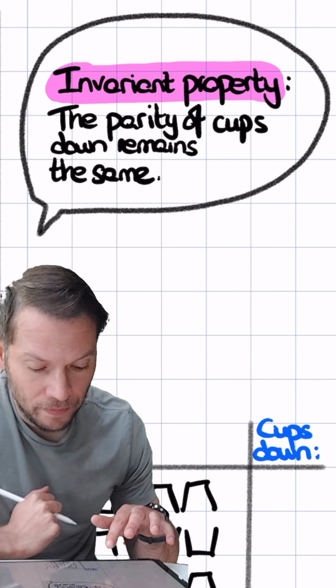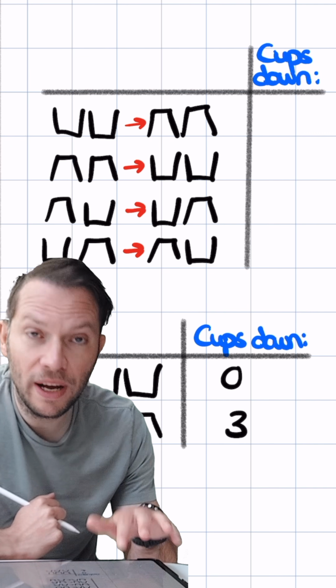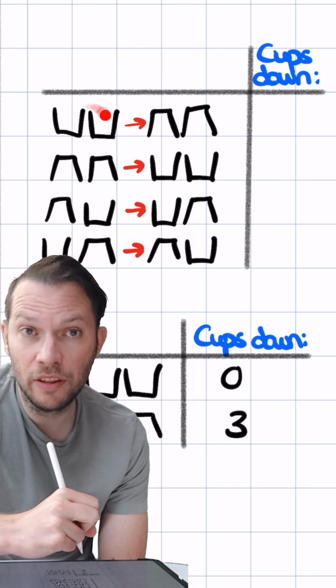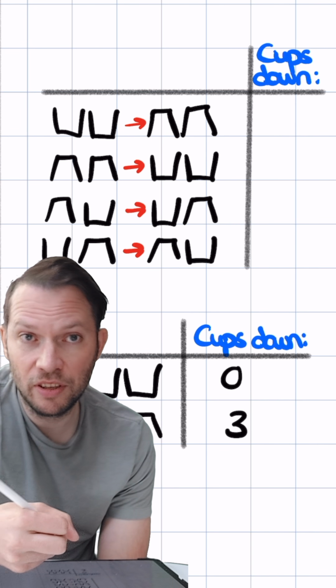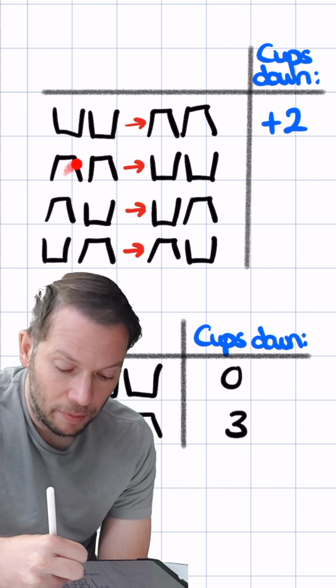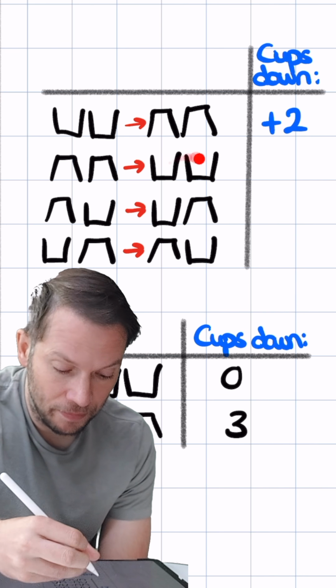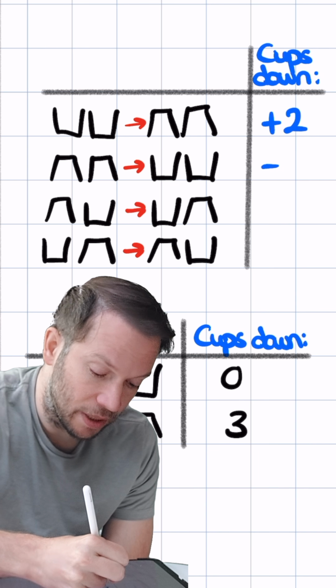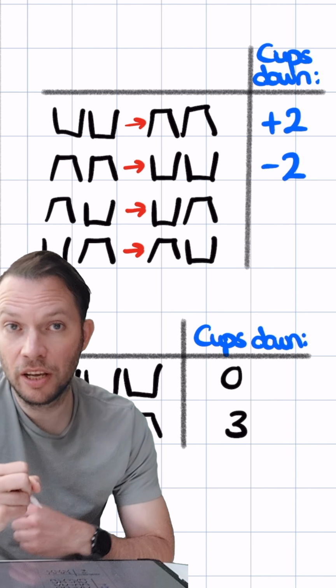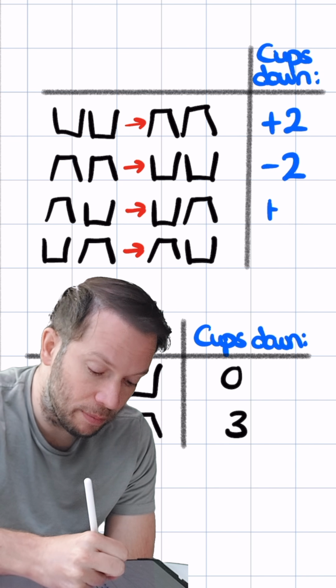How do we know this is true? Well, let's consider each of the possible actions we can take. If we have 2 cups which were up and we turn them so they're now both down, what's happened to the number of cups down? Well, it's increased by 2. If they were both down and we turn them so they're now both up, then the number of cups down has decreased by 2. If we had 1 cup up and 1 cup down and turned them, then that has no change to the number of cups down.